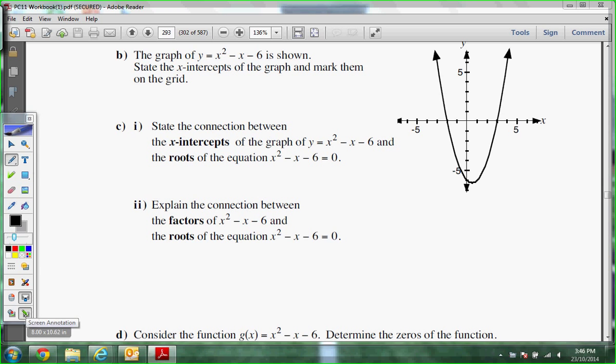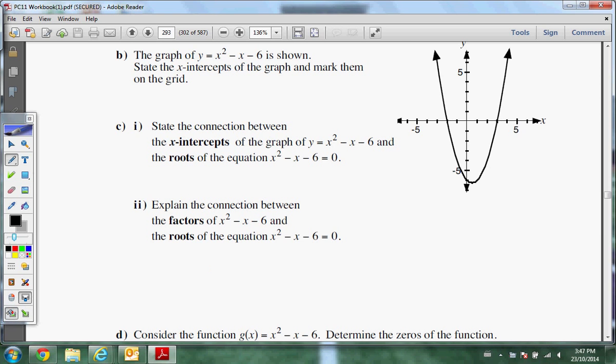So this is the graph shown, and we can see, like you just told me, x is negative 2 is an answer, and x is 3 is an answer from the graph. State the connection. They're the same. Explain the connection between the factors of x squared minus x minus 6 and the roots. Again, they're the same. And that's pretty much the basis of it. Any time we're trying to find roots, if we have to factor, then we factor and use the zero product. Okay? And so then we get negative 2 and 3.